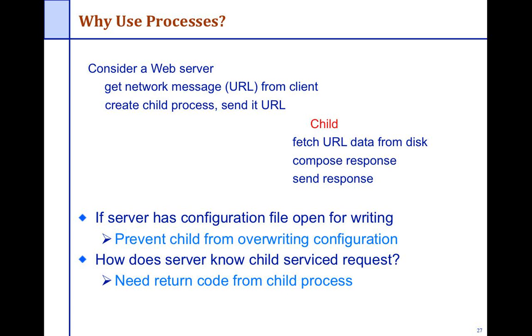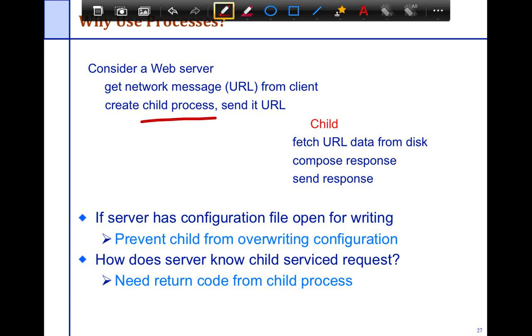A web server is a great example of a place where you use processes. The widely used Apache web server uses a process-based model. So you get a network message from a client. Let's look at what happens in a web server and reason about why processes are useful. You get a network message from the client, create a child process and send it the URL, which is what the client wants. You fork off a process which actually does the real work: it fetches the URL data from the disk, composes the response, and sends back the response.